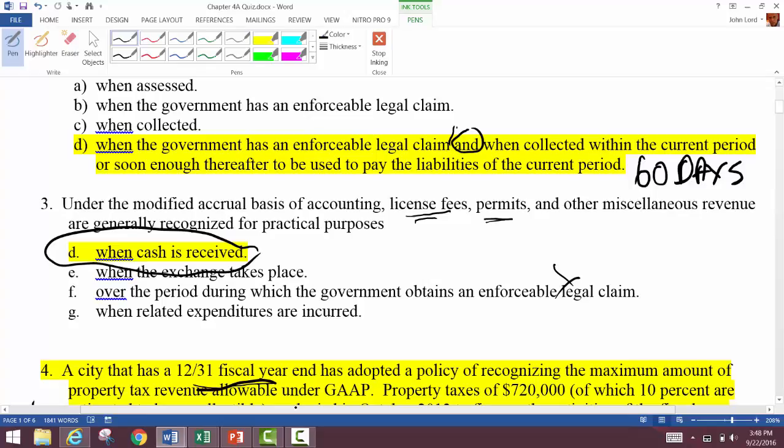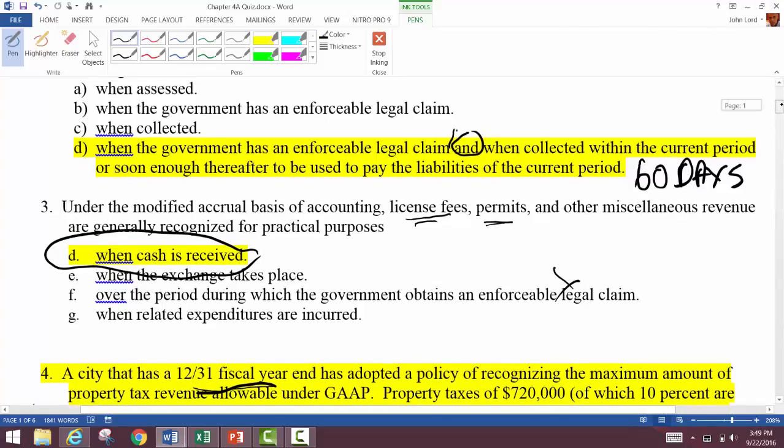Somebody comes in and they need their driver's license and they have to pay the driver's license fee. We're not going to know whether or not those people are coming in until they what? Come in, pay their fee, get their driver's license, right? So when we're dealing with those sort of things and there's sort of an exchange type process going on there, we will consider that as revenue when the cash is received.